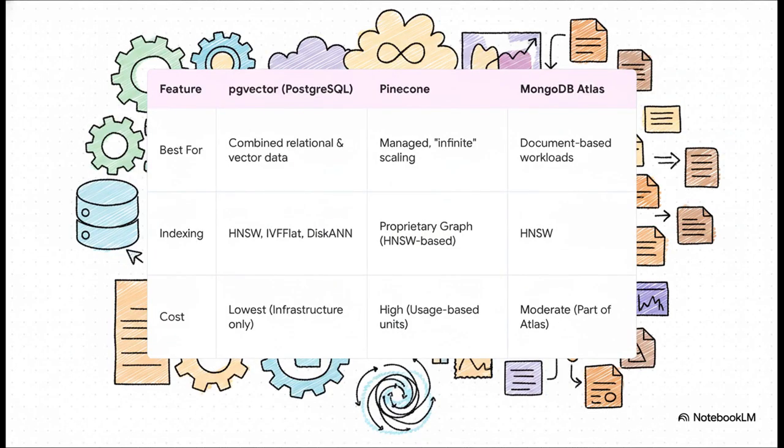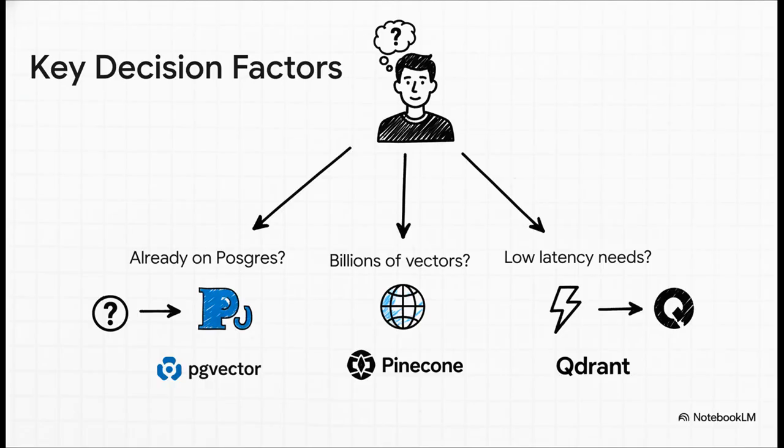So this table really lays out the whole landscape for us. You can see pgvector is kind of a no-brainer if you're already using PostgreSQL and you want to mix your vector search with traditional data, all while keeping costs way down. Pinecone, on the other hand, really shines when you need to scale to billions of vectors and just want a hands-off, managed service, but you're going to pay for it. And then you've got MongoDB Atlas, which finds its sweet spot for teams that are already deep in that document-based ecosystem.